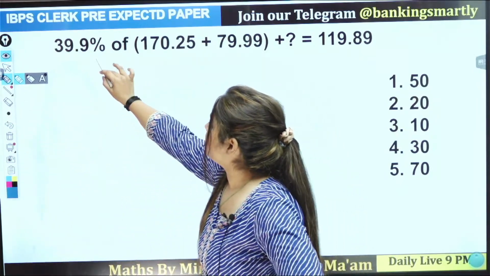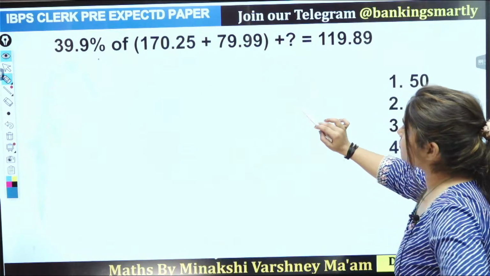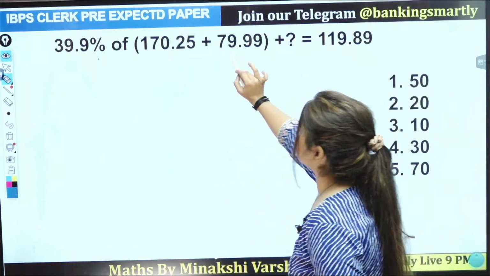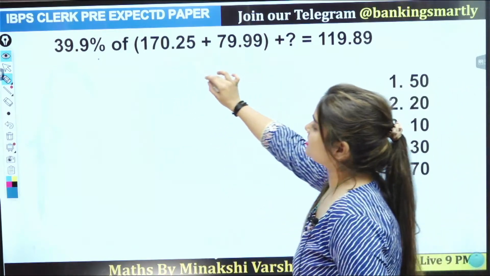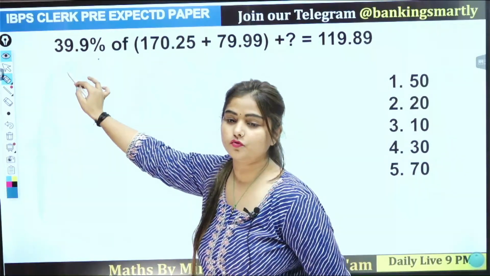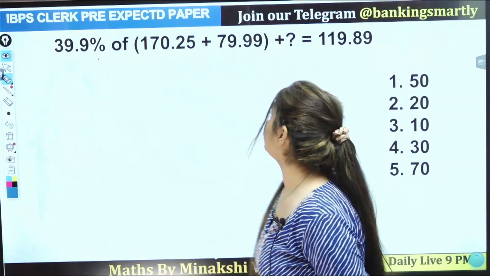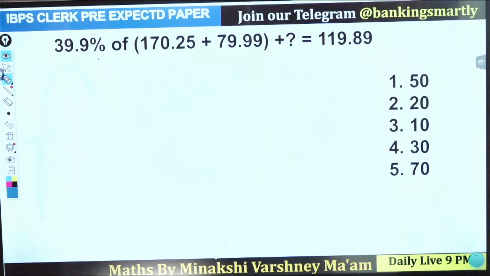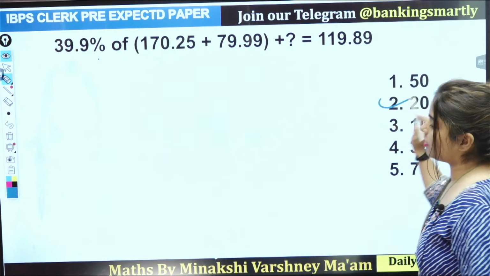What we have here, 40%. In this question what we have, 170 and this is 80. That means this one is 250 and this is 40%. That means 250 into 40, 25 fours are 100. And here what we have, 120. That means the answer will be 20 without pen and paper.